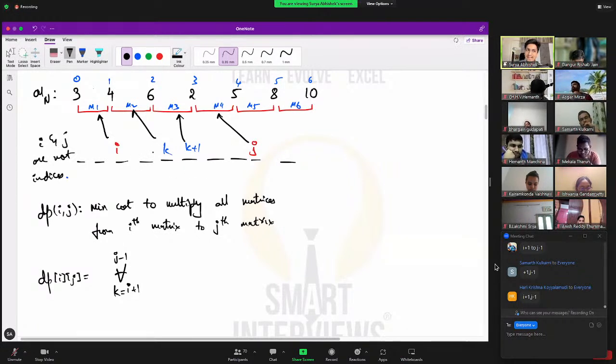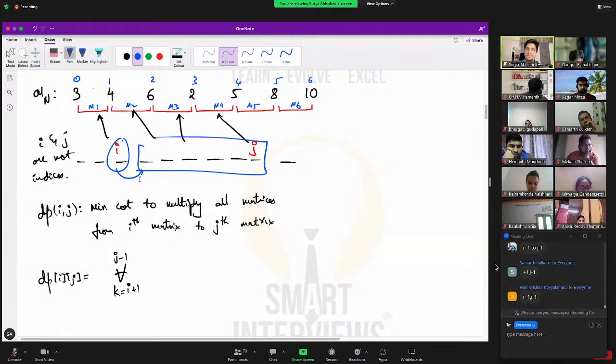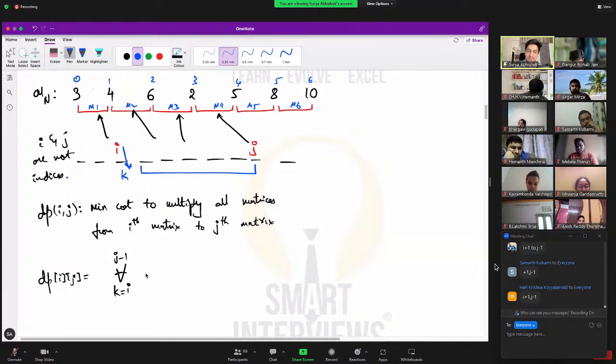So it's not exactly I plus 1 to J minus 1, because you should also consider the possibility where you're taking the ith matrix and multiplying it with everything from here to here. This possibility should also be considered, right? So K can start somewhere over here. I to K is basically one matrix. You're taking one matrix and multiplying with all these matrices. To allow that possibility, we should start from I.